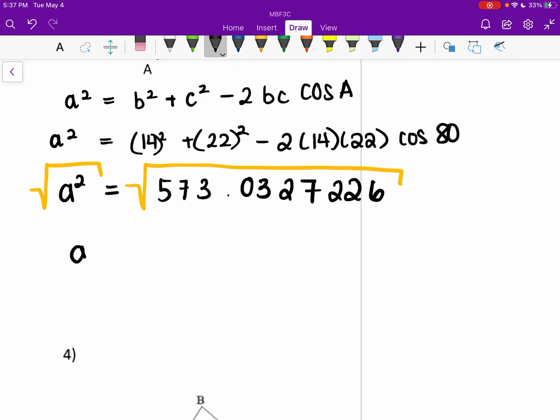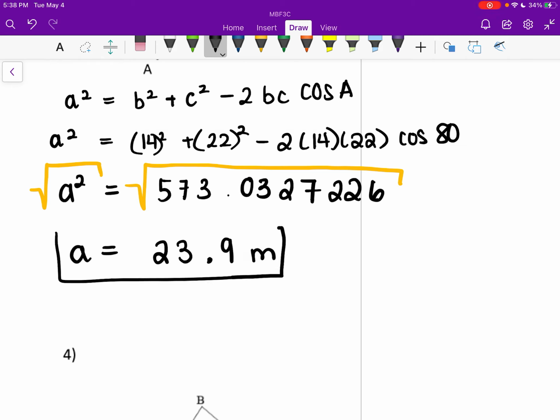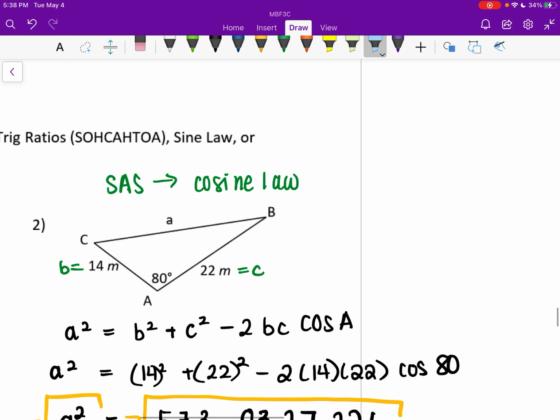So I'm left with A is equal to 23.9, so I'll leave it at 23.9. You could also write this as 23 or 24 if you would like, but I know 23.9 meters is the answer. And I like to just go throw it back in here. Equals 23.9.